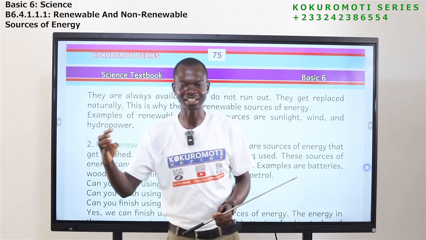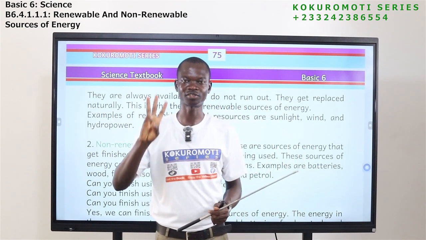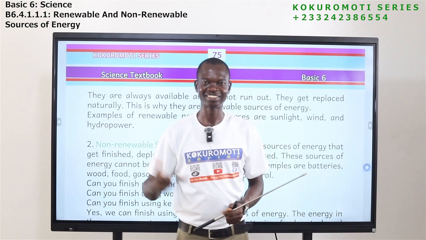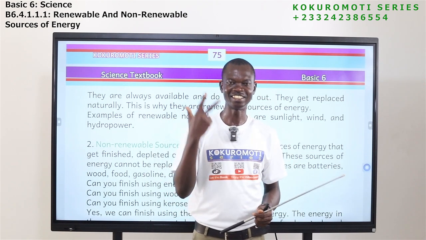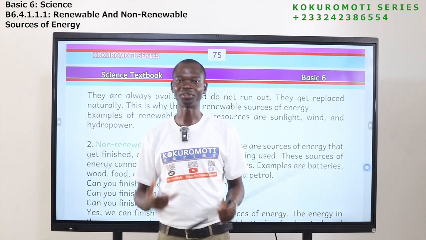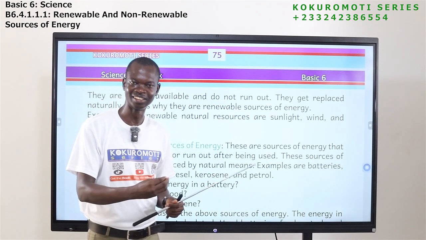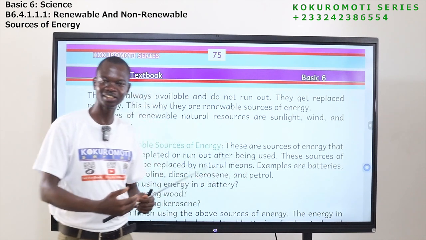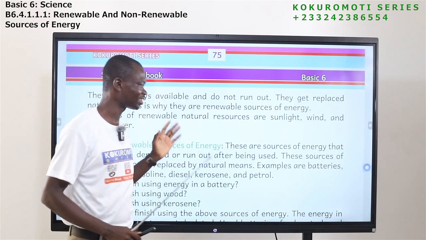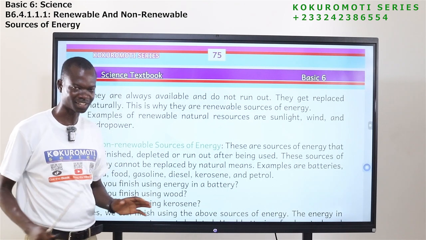So we have seen examples of renewable sources of energy. We have just mentioned three. What are they? The sun, wind, water. These three sources of energy are renewable. Renewable means that after you have finished using it, it will be replaced naturally. You should also understand that these things are always available. They don't get finished.